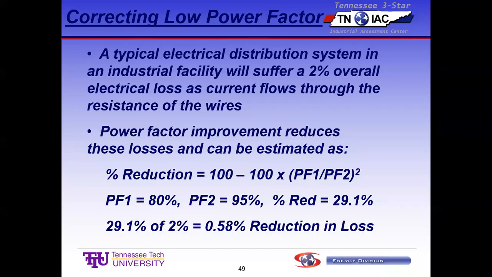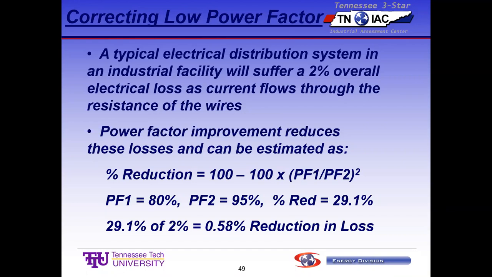Okay, this is, let's see, an estimate. A typical electrical distribution system will suffer 2% loss overall as current flows through the resistance of the wire. So this is a rough and dirty way to estimate the change in line losses.